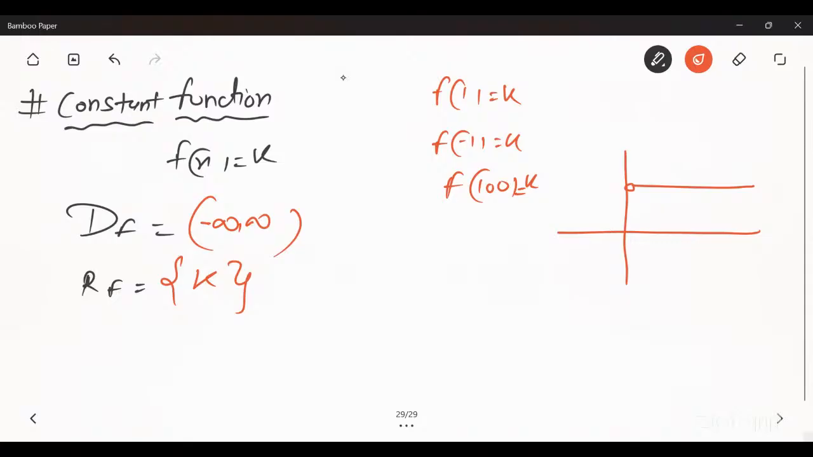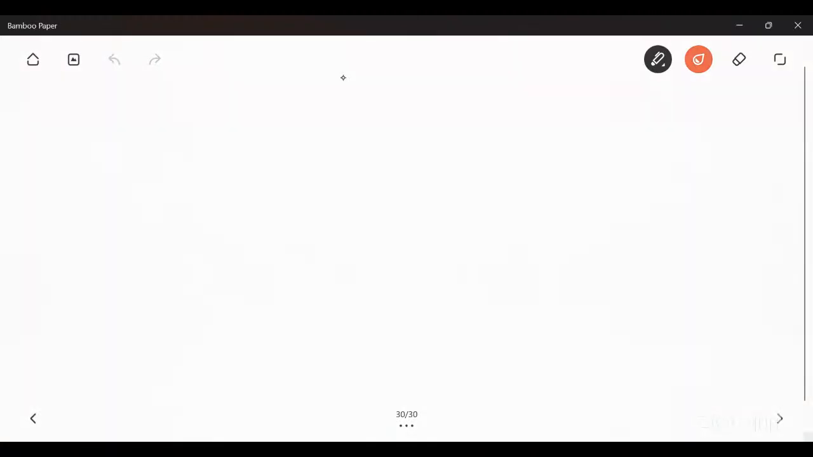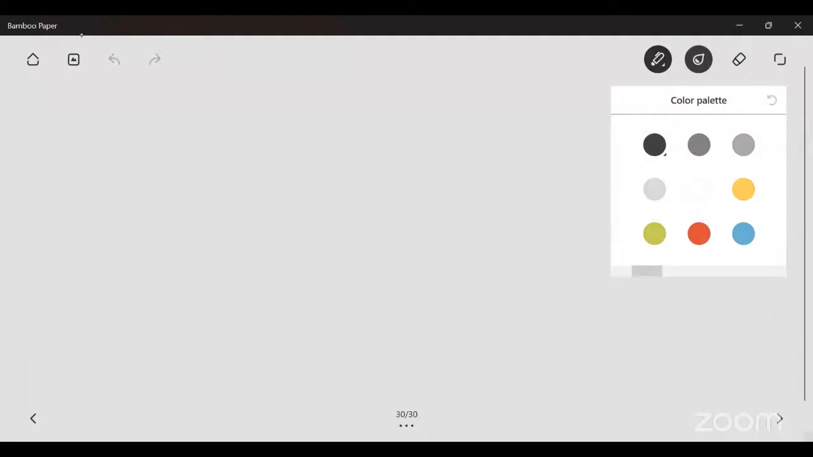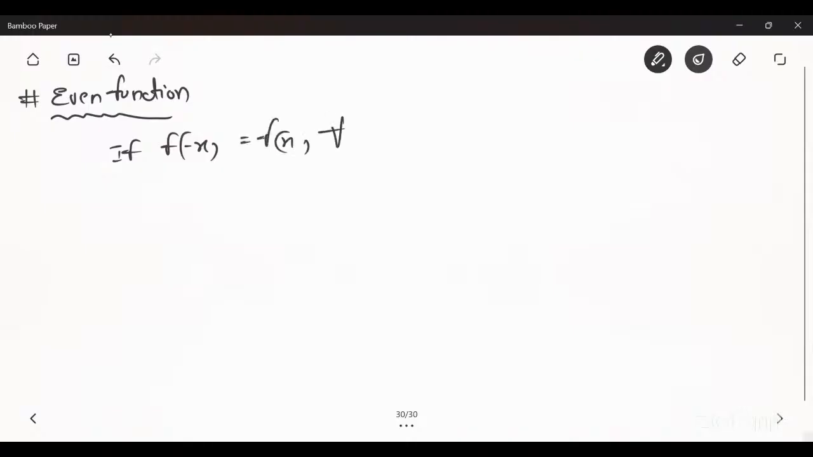Now next is your even function and odd function. What are the even function? What are the odd function? First is your even function. If f(-x) is equal to f(x) for all x belongs to the domain of f, it is known as the even function.